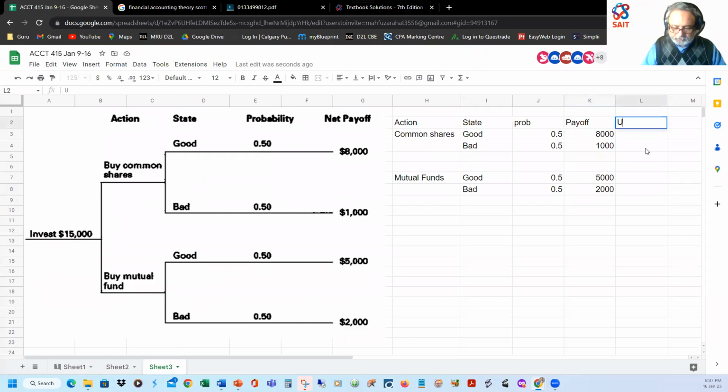Now, utility is defined for Mr. Smart as being 2 times the natural log of the payoff. Natural log, ln, of the payoff, 8,000 times 2, that works out to 17.974, yada, yada. Let's call it 17.97. If the payoff is 1,000, the utility will be 13.82.